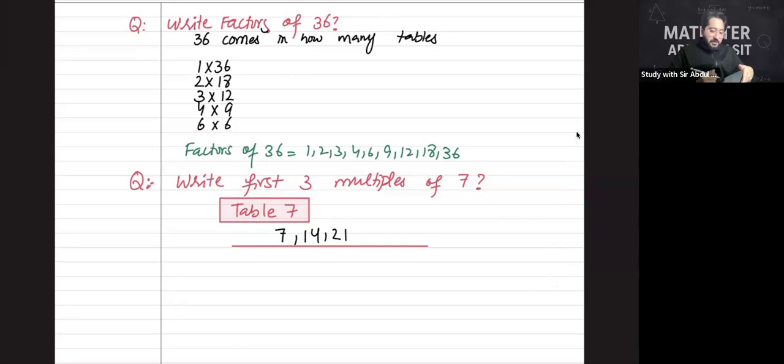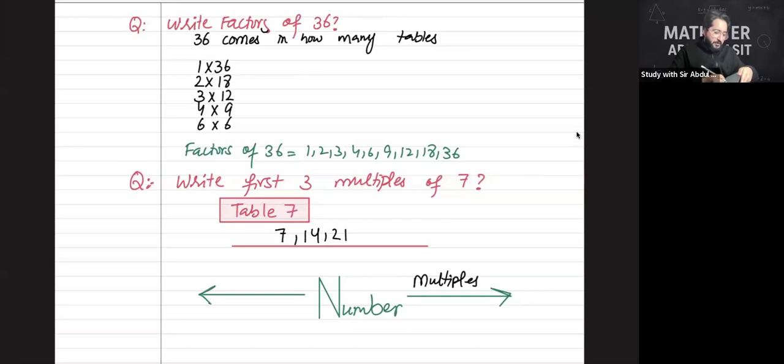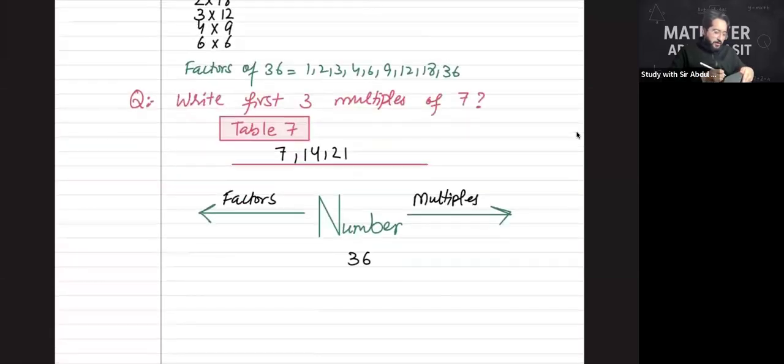Now, guys, it's time to understand something. Remember, if this is a number, a number will have its multiples on the right side and its factors on the left side. For example, 36 is a number, and the factors of 36 are 1, 2, 3, 4, 6, 9, 12, 18, and 36. The factors of a number are always less than or equal to the number, and the multiples of a number include that number and are greater than it. So 36 doubled is 72.